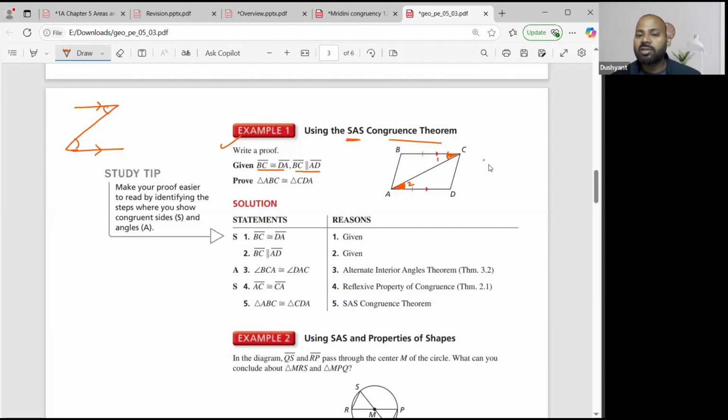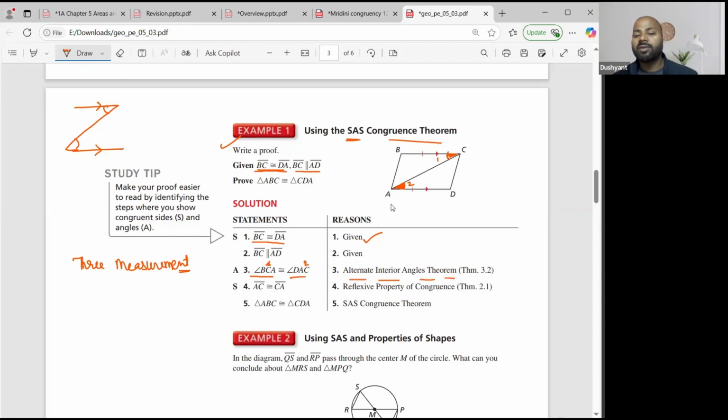First of all, I write down whatever is given. I need three measurements. What are the three measurements here? Directly it's given that BC equals DA, so I need not think more. BC is already given equals DA, which I will write down. Second thing is BC is parallel to AD, but parallel itself is not of use. I will use the property of parallel lines, and according to the property, angle BCA equals angle DAC. Angle BCA is my angle number 1, and DAC is my angle number 2. So both angles are equal by the alternate interior angle theorem.